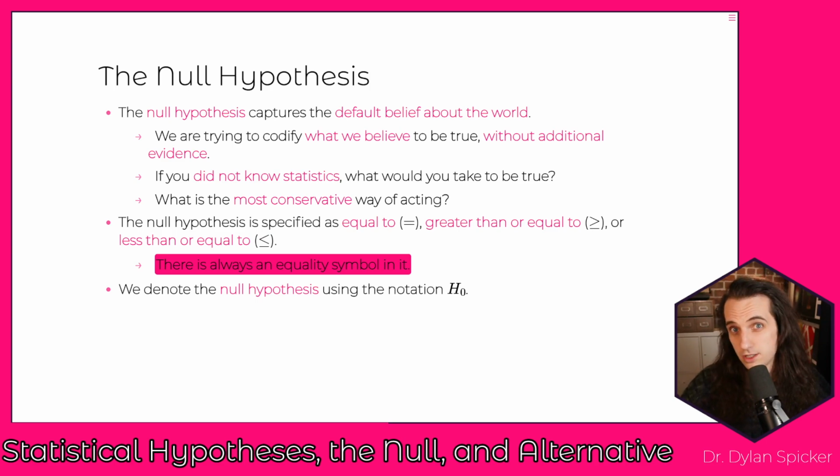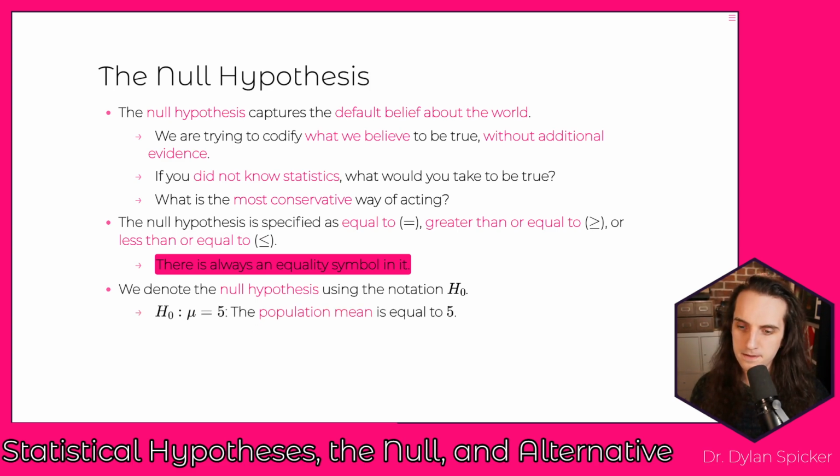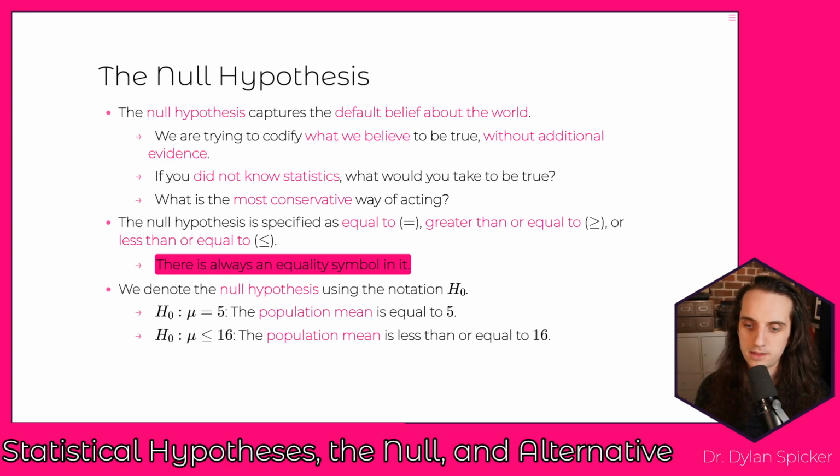In terms of notation, we're going to denote the null hypothesis using an H and then a subscript 0. We typically refer to this as H naught or just the null hypothesis. So you can read this symbol out as H naught or as the null hypothesis. Both are perfectly acceptable. And so we might write, for something like, the null hypothesis is that mu equals 5. This is capturing the idea that the population mean is equal to 5, so this is an equality-based null hypothesis.